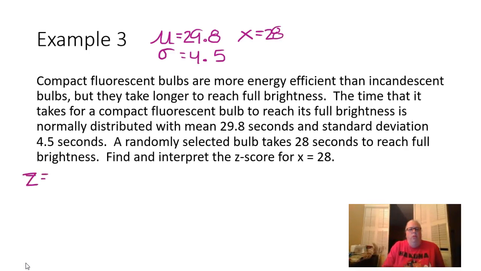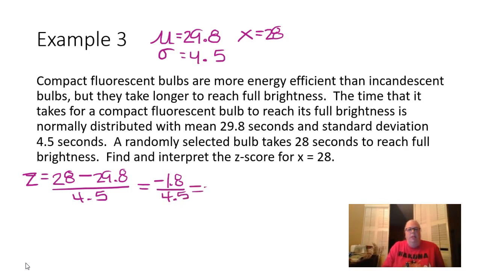The z-score will be our data point 28 minus the mean 29.8 divided by the standard deviation 4.5. 28 minus 29.8 is negative 1.8. And when we put this into our handy dandy calculator, I believe we're going to get negative 0.40.